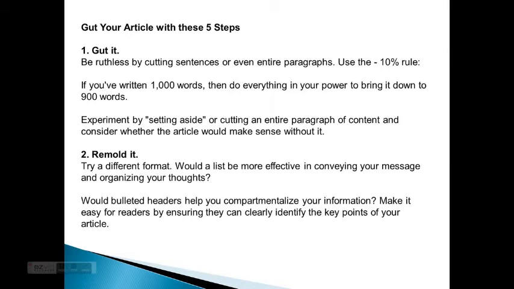So step 1, gut your article with these 5 steps. Gut it, be ruthless by cutting sentences or even entire paragraphs. Use the 10% rule. If you've written 1,000 words, then do everything in your power to bring it down to 900 words. Experiment by setting aside or cutting an entire paragraph of content. Consider whether the article would make sense without it.